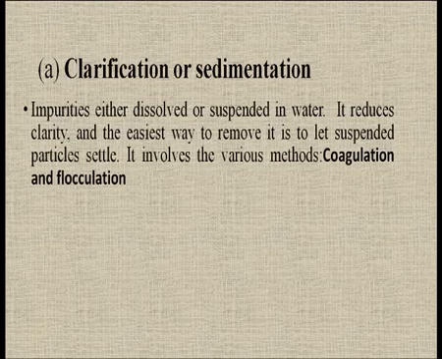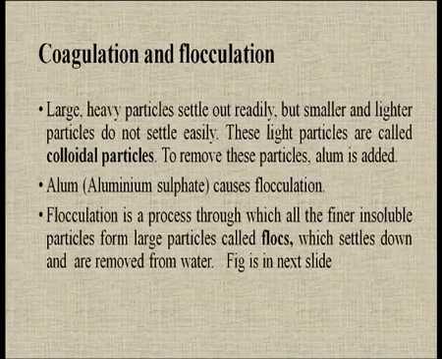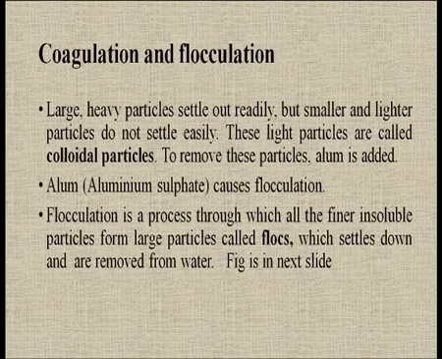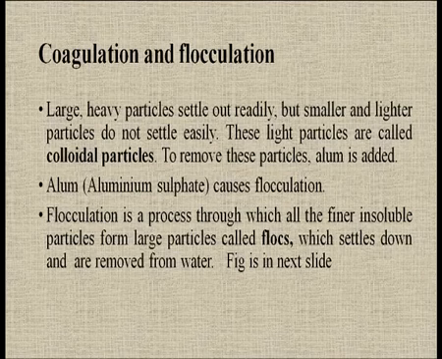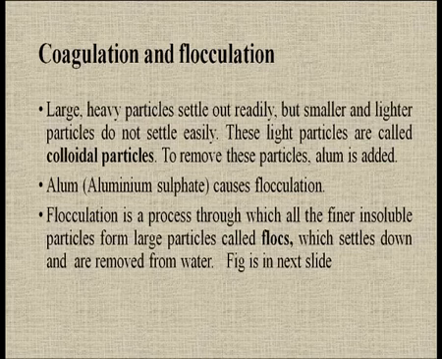Clarification or sedimentation: turbidity reduces clarity, and the easiest way to remove it is to let suspended particles settle. It involves various methods like coagulation and flocculation. Large heavy particles settle out readily, but smaller and lighter particles do not settle easily. These light particles are called colloidal particles, and alum is used to remove them. Flocculation is a process through which the finer insoluble particles form large particles called flocks, which settle down and are removed from water.